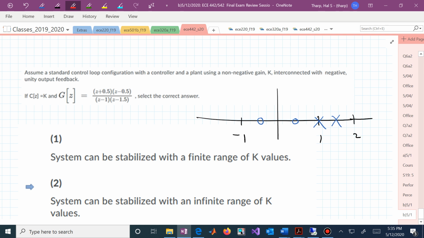Now, what's the root locus? Well, we know this segment belongs to the root locus. We know that segment belongs to the root locus. And that's all the segments on the real axis that belong to the root locus. We have 2 branches there and 2 branches here.